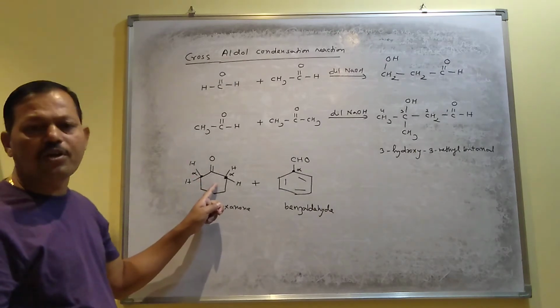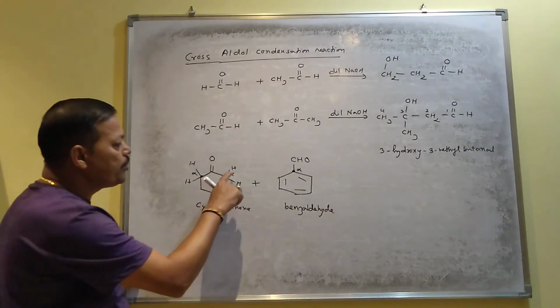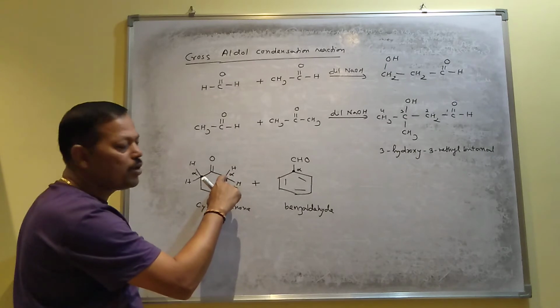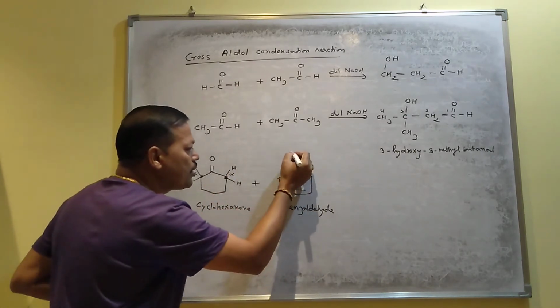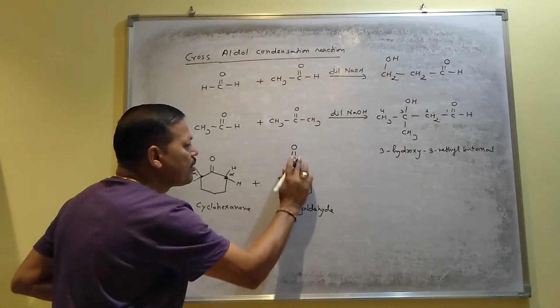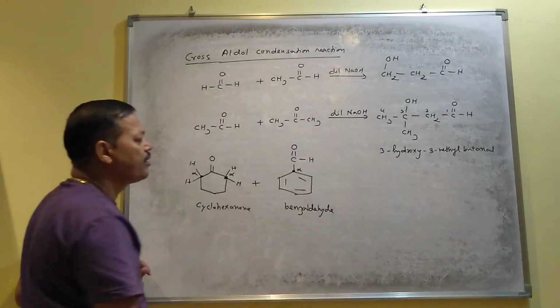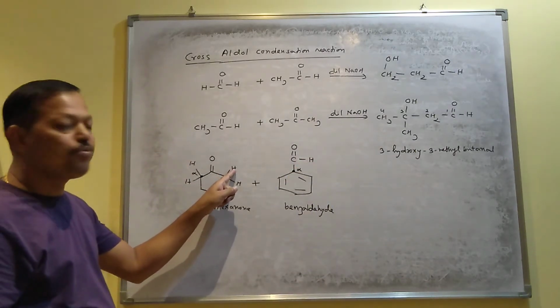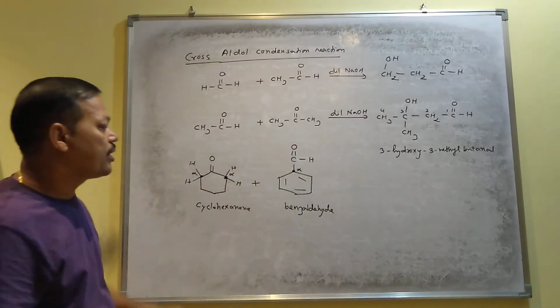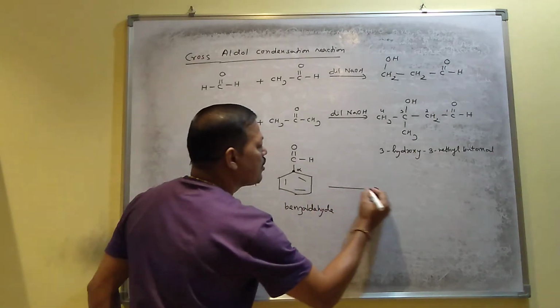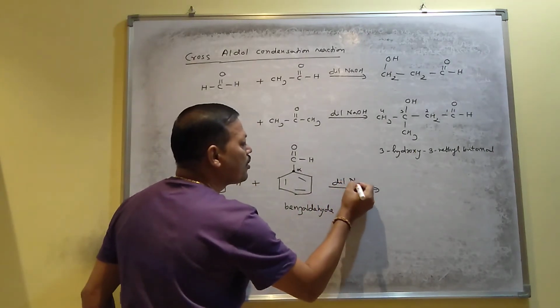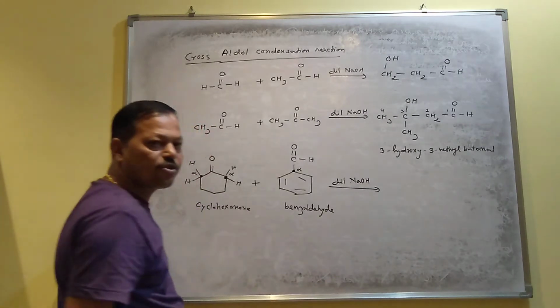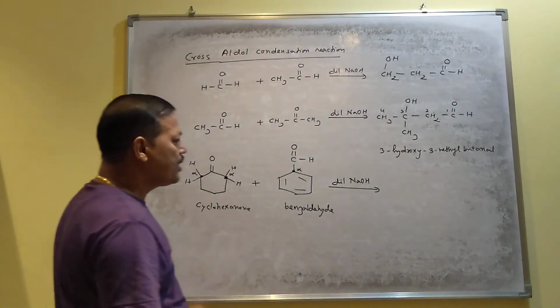So since this one contains alpha hydrogen, you have to remove alpha hydrogen from this compound and join it with the oxygen present in your aldehyde. I mean hydrogen will be removed from it and joined with oxygen. So after that, when you do condensation in presence of dilute sodium hydroxide, let's see.